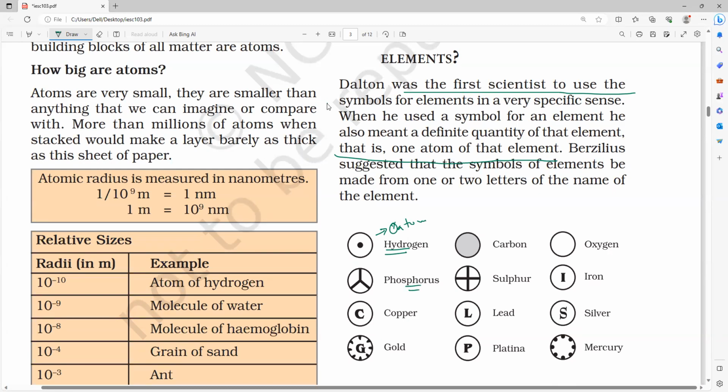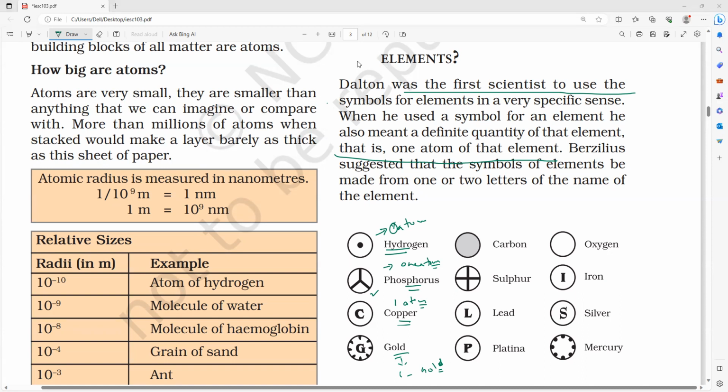Phosphorus. This is the symbol for phosphorus. How many atoms? One atom. Is this a molecular form? No molecular form. This symbol represents only a single atom. That is the meaning of it. Do you understand? This is copper. How many copper atoms does it represent? One atom. This is gold. How many gold atoms does it represent? One atom. Do you understand, everybody?